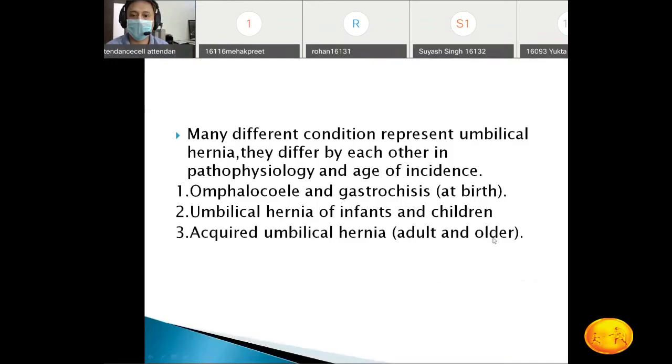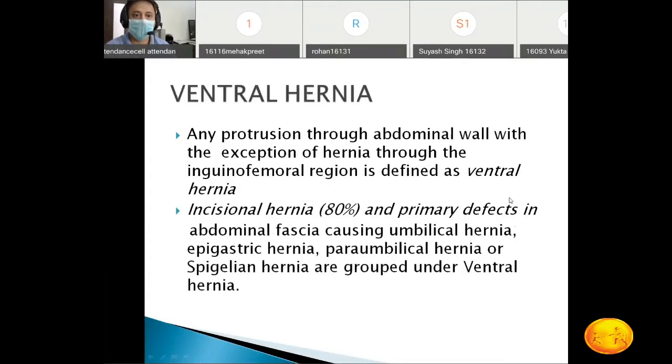Today we will take the lecture on ventral hernia. Ventral hernia is any protrusion through the abdominal wall, with the exception of hernia through the inguinofemoral region. Incisional hernia is 80%, and primary defect in abdominal fascia causing umbilical hernia, epigastric hernia, paraumbilical hernia or spigelian hernia are grouped under ventral hernias.